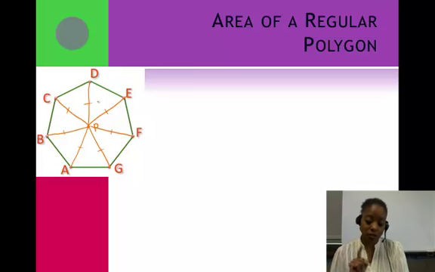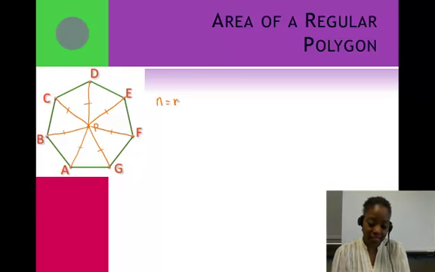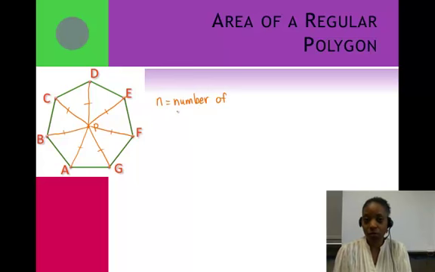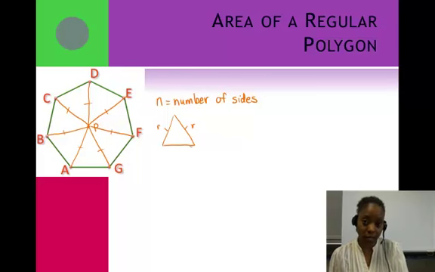So if we can find the area of just one of these triangles, then we could just multiply it by the number of triangles that we have, or the number of sides that we have, and then that would give us the area of the entire figure. So the number of sides that we have, we're going to say that n equals the number of sides. We're not going to do it specifically for this one that has 7 sides because we want our formula to be universal for all regular polygons. So n is the number of sides that we have. Now if we're going to find the area, let's just look at one of these triangles. We know that these two are radii.